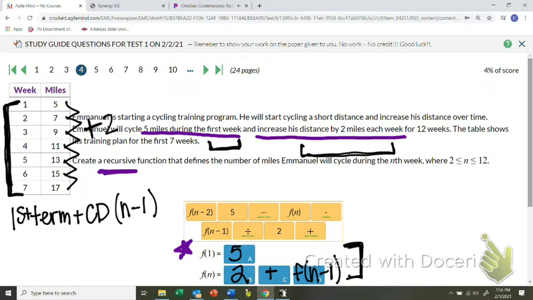So what is the first term? Well, how many miles did we get in week 1? 5 plus, what's the common difference? Every week it's adding what? 2 times n minus 1.